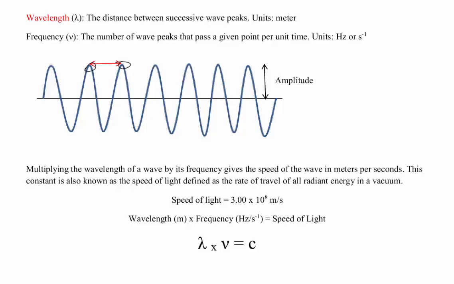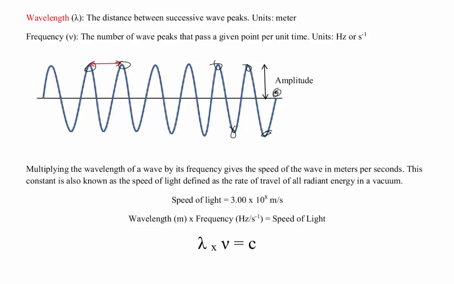Then frequency is the number of wave peaks that pass a given point per unit time. All that means is if I had a clock here and this wavelength is passing through, I just want to know how many wave peaks, which are these points at the top, here, here, here, here, and all the way down, will pass per unit time. And those units are hertz or second inverse, which is just 1 over seconds.